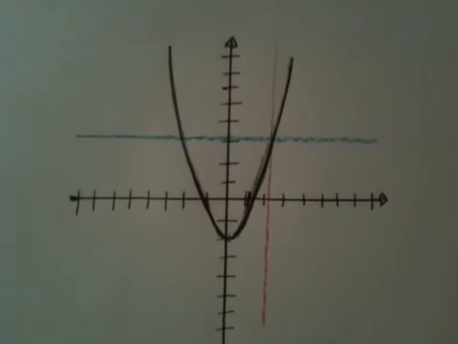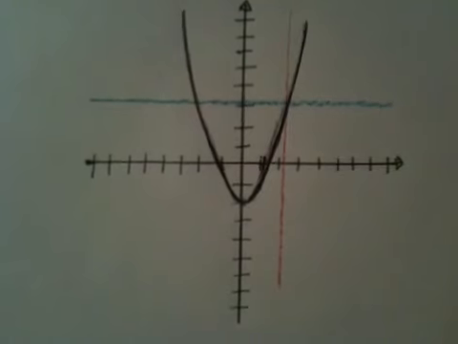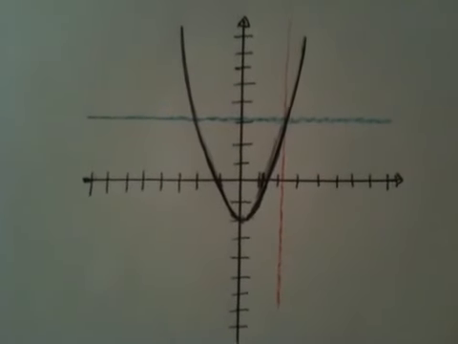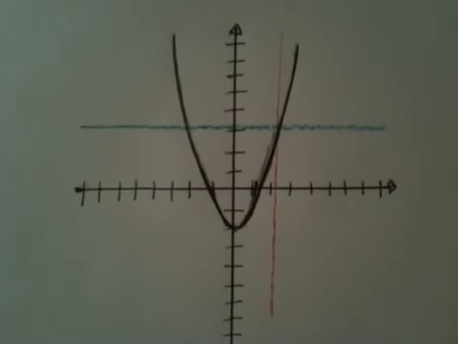Since this is not a 1-to-1 function, it does not have an inverse, because in order to have an inverse, a function must be 1-to-1.